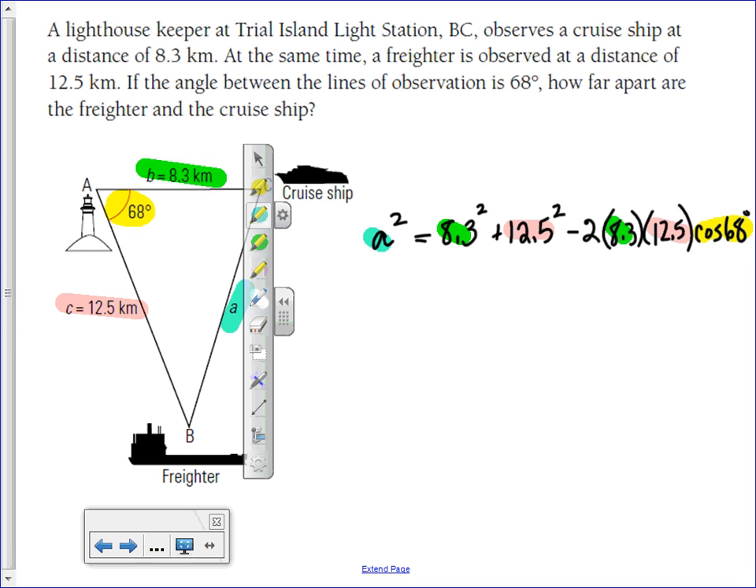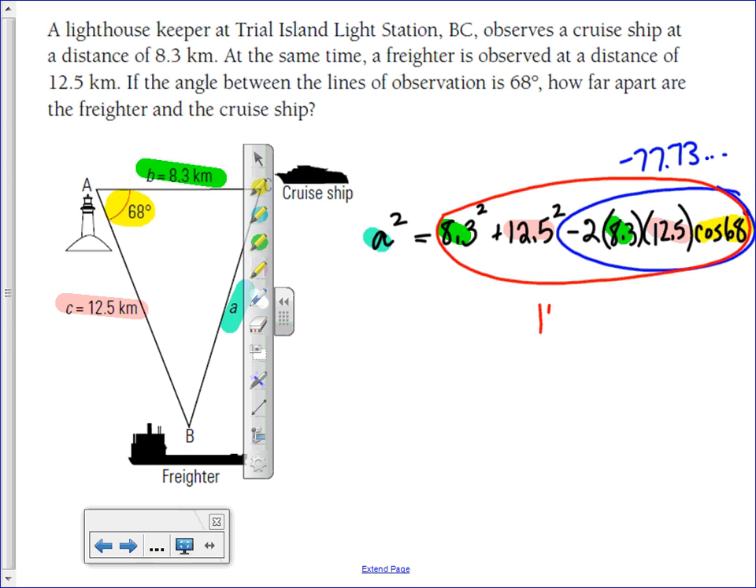So that tells us what this equals right here, is negative 77.73. And keep that number in your calculator, do not clear it off. Then we're going to add to that 12.5 squared, and then we're going to add to that 8.3 squared. And now we have 147.40, and that continues as well. Keep that number on your calculator. That's what a squared equals.